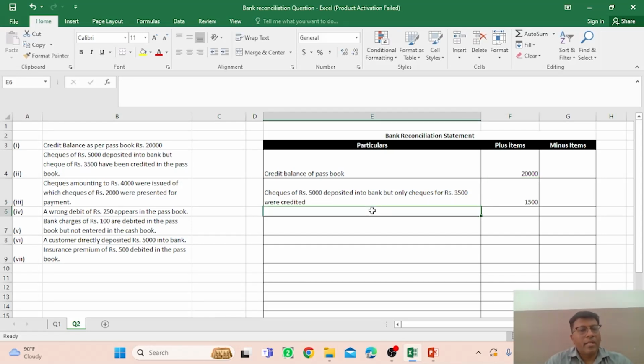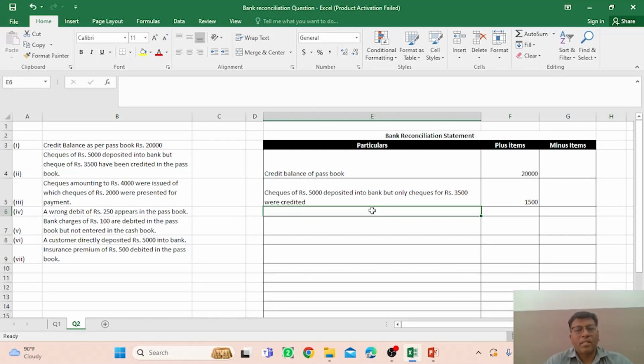And the third one is that checks amounting to rupees 4,000 were issued, of which checks of 2,000 were presented for payment. So what is the transaction? First of all, we should focus on it. The checks amounting to rupees 4,000 were issued. So the organization issued the checks. It means there is less balance there. The balance of the cash book is reduced by this transaction, rupees 4,000. But as per this particular transaction, 2,000 were presented for payment, and it was not informed, or it is assumed that the organization does not have any intimation regarding this transaction.